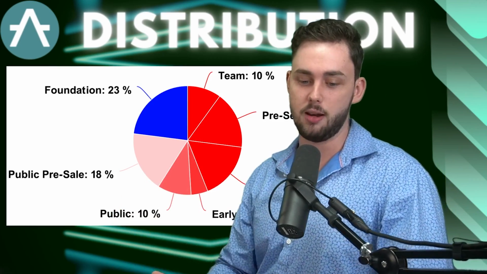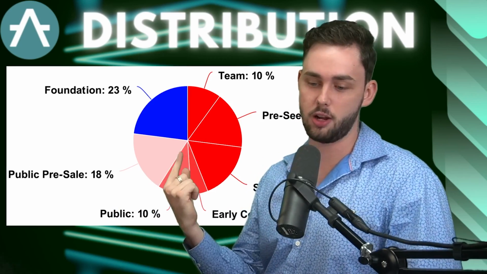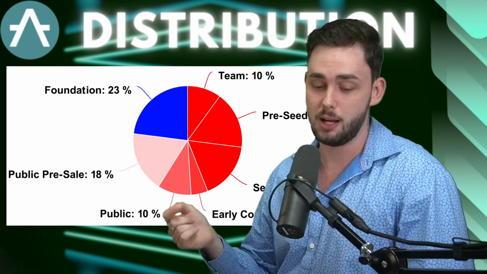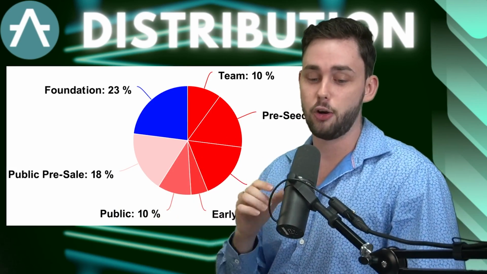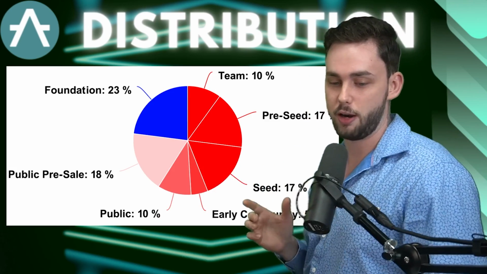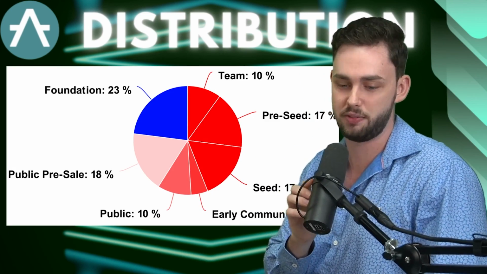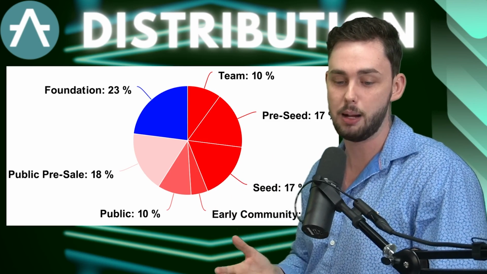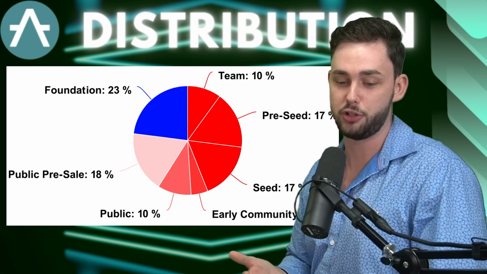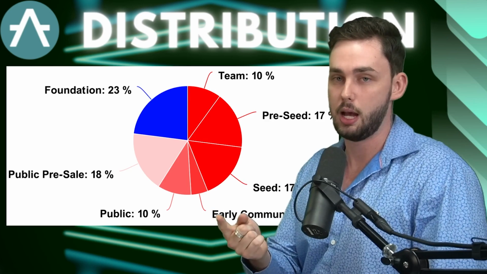Now, pre-seed at 4 cents a token, so these guys are currently about 25x up. Seed got in at 5.7 cents, so they're at about a 17.5x gain. Early community at 7 cents, so they're about 15x up. And we have public, which got in at 10 cents, so these guys are about 10x up.